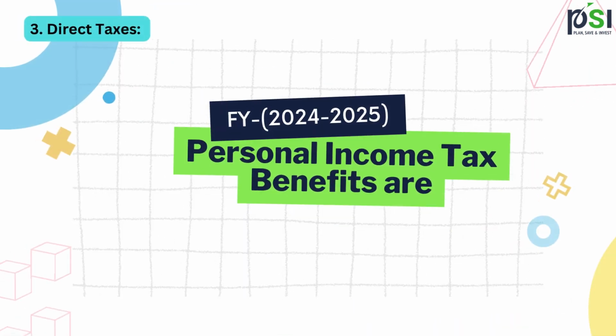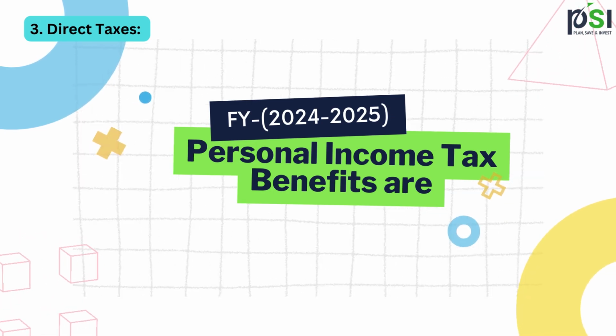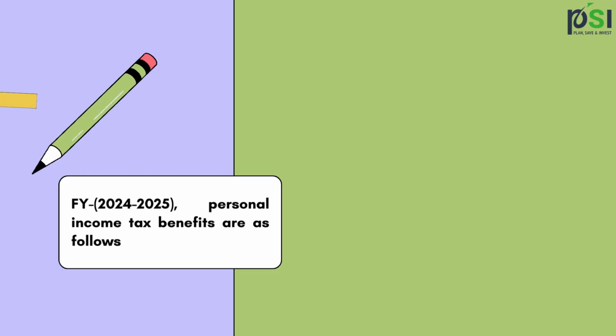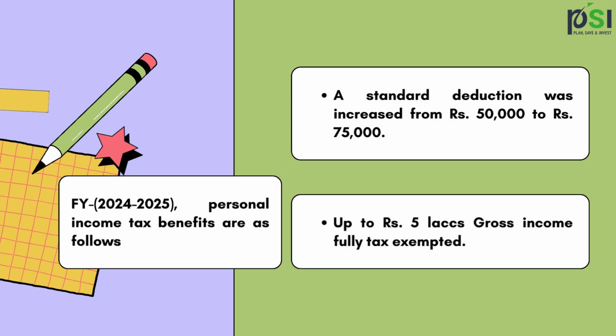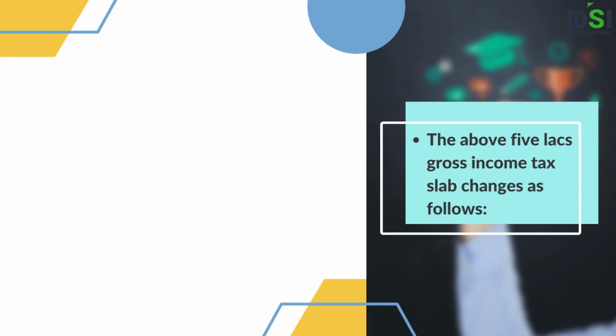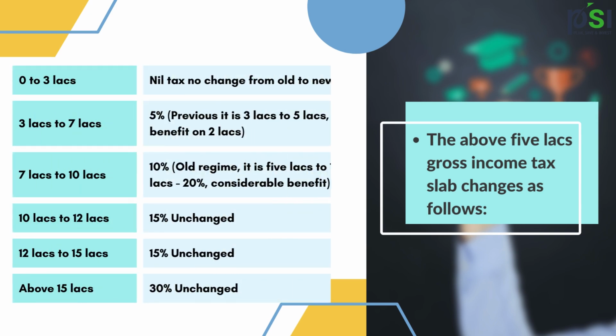In the current budget, there are not many changes to the corporate tax, but they gave major benefits to taxpayers, particularly salaried employees. So if you see, the standard deduction was increased from rupees 50,000 to rupees 75,000. Income tax is exempted for citizens with an annual income up to rupees 5 lakhs, which has been there for the past few years. For citizens with gross income above 5 lakhs, the slab rates are as follows. 0 to 3 lakhs, there is no tax.